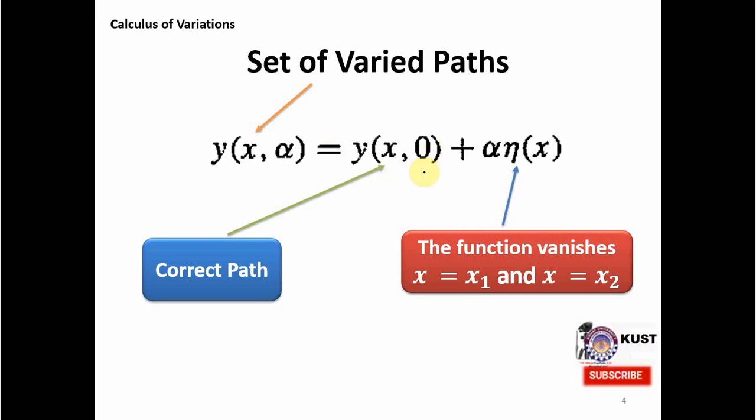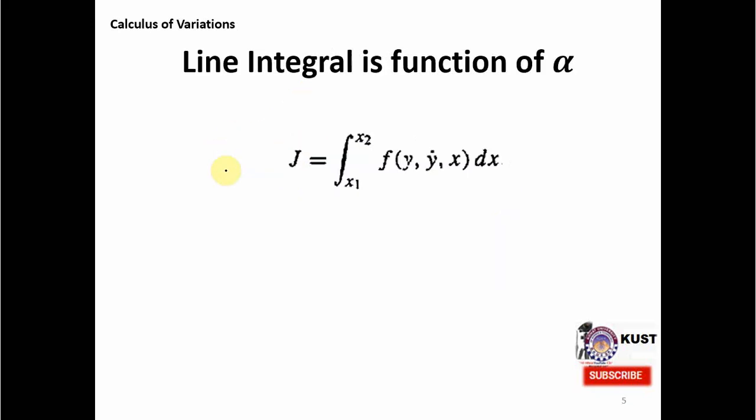So what we have now done is that we have introduced the calculus of variations and constructed this path y in terms of parameter alpha. So we made it a parametric equation. So let's go back and put this y into the line integral j. So this was our initial line integral where we have defined this function f of y, y dot and x. So now what we want to do is to replace this y and this y dot with the set of varied paths which we have just defined.